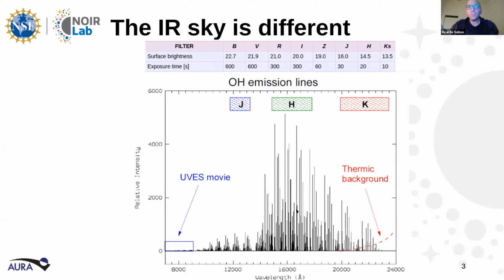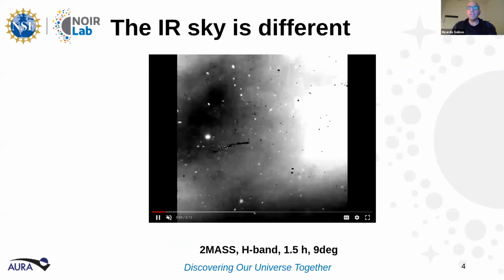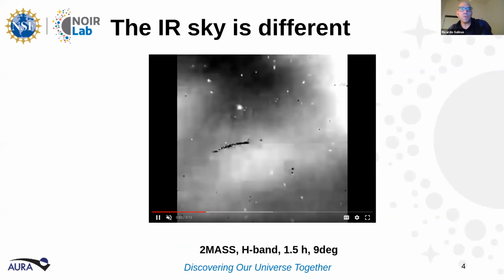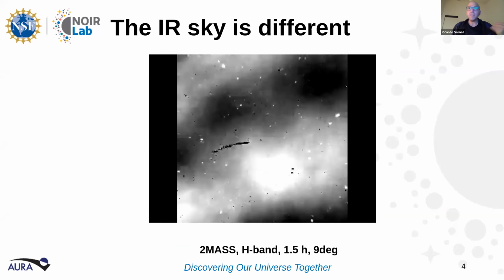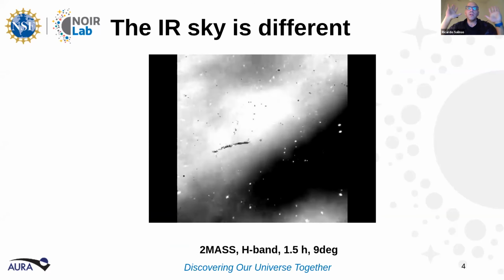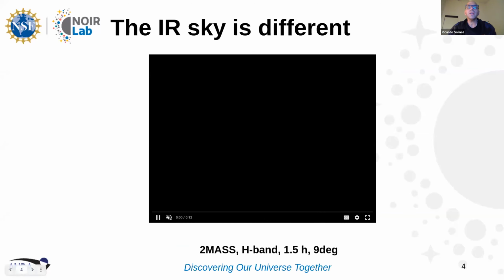The emission is not only intense, but also varying in time. What this movie is showing you is an experiment that was done early on with 2MASS. This is showing you just a patch of the sky, some 9 degrees on the sky. Let me play it again.